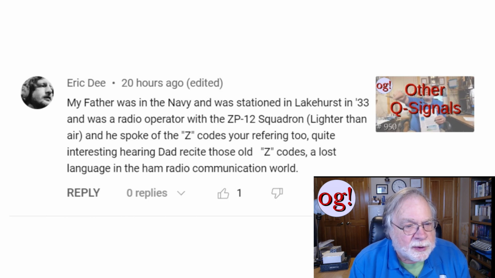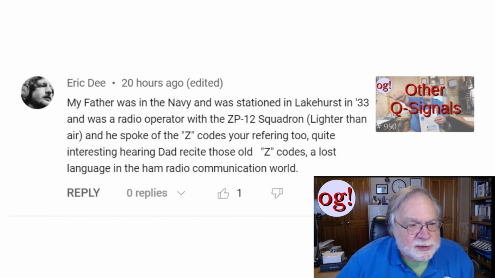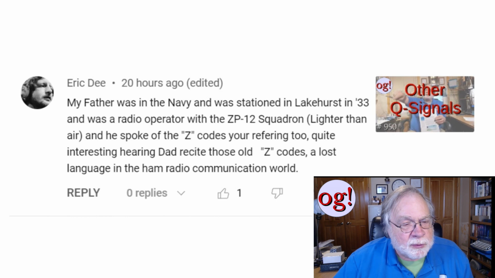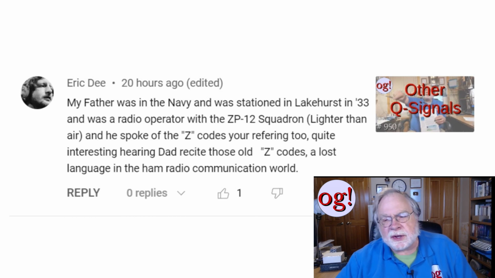He was a radio operator with the Zulu Papa 12 Squadron, lighter than air, the Zeppelin, and he spoke of the Z codes that I just mentioned to you. And it was interesting hearing Dad recite those Z codes, a lost language in the ham radio communications world. They were never used in ham radio. They were used in the military a lot for CW communications, to shorten those CW communications. But the ham radios always used the Q codes.